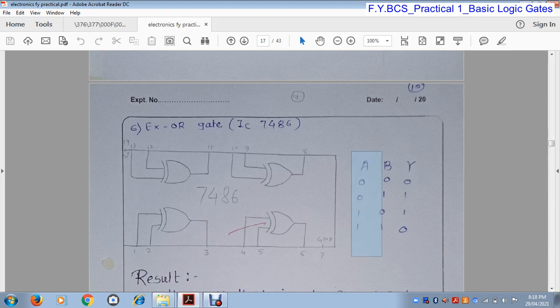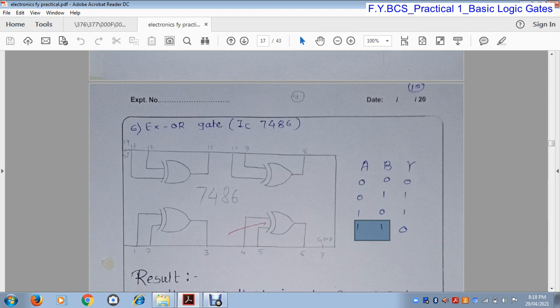Now this is the truth table of the XOR gate. A and B are inputs and Y is the output. When both the inputs are the same, then it generates low output. Both the inputs are 0 0, so it generates low output here. Both the inputs are 1 1, that means both inputs are the same, so here it generates 0 output.